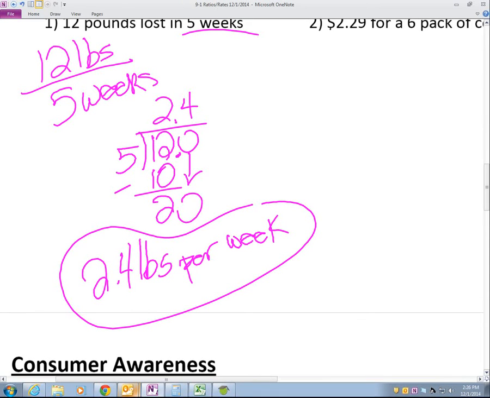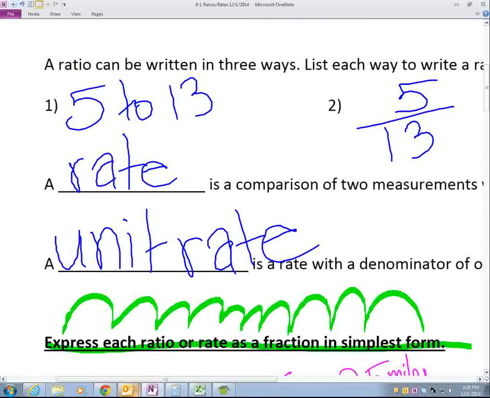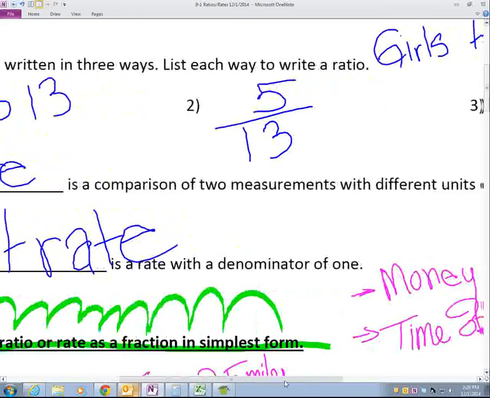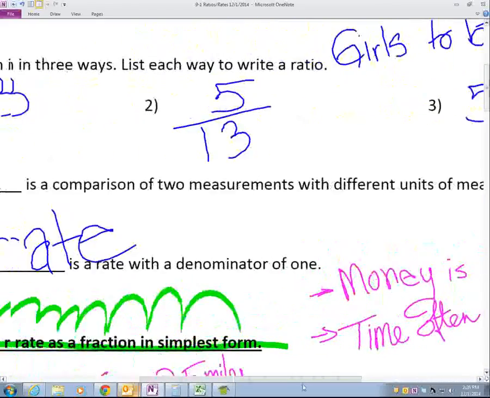Yes, sir. Why did we turn 43 to 46 into a decimal? Because decimals are not rates. They're not ratios. Because as we wrote up here, a ratio can be written in 3 different ways. Written like 5 to 13, 5 over 13, or 5 colon 13. Those are not decimals.